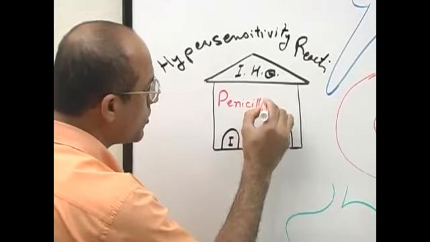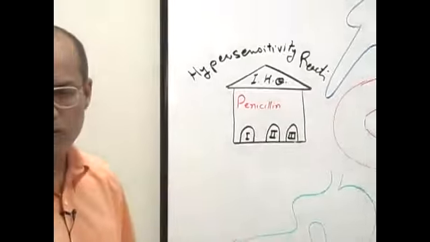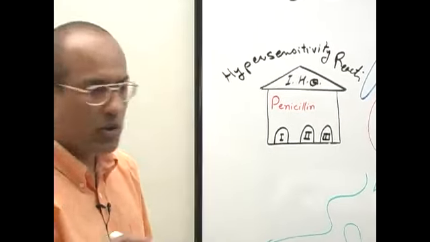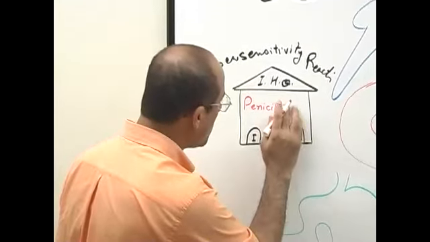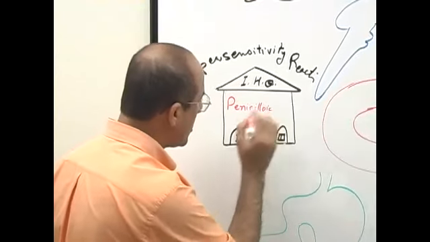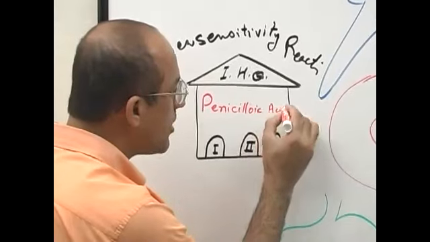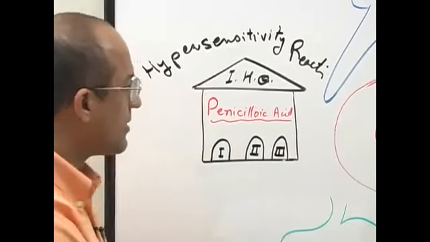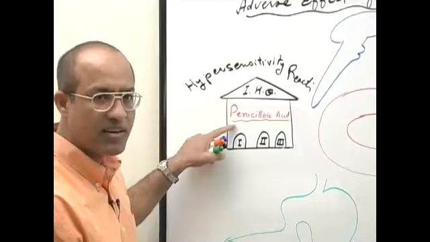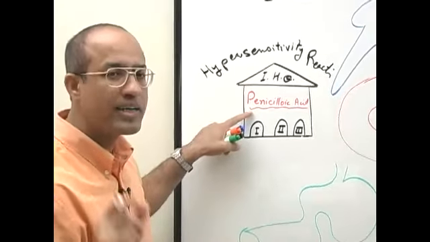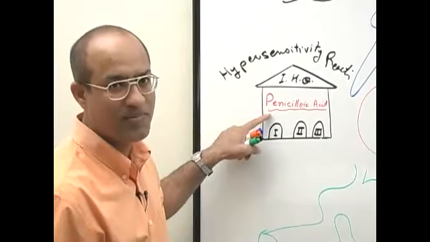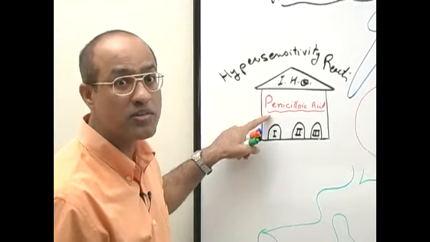Penicilloic acid. This is one of the metabolites of penicillin. This metabolic breakdown of penicillin has a capability to bind with our proteins. It can bind with the human proteins.